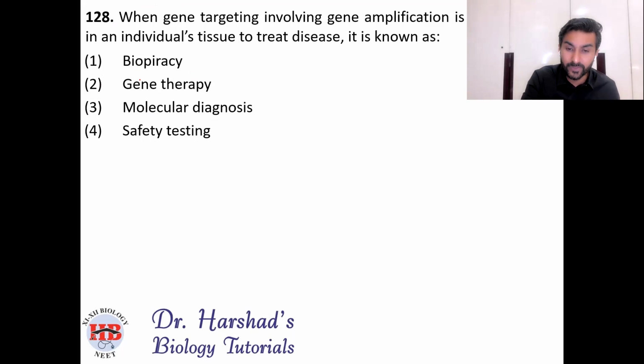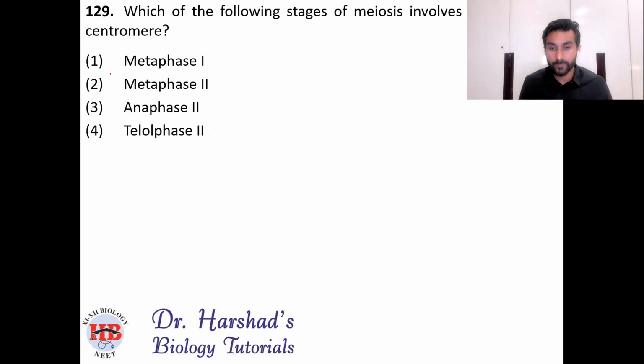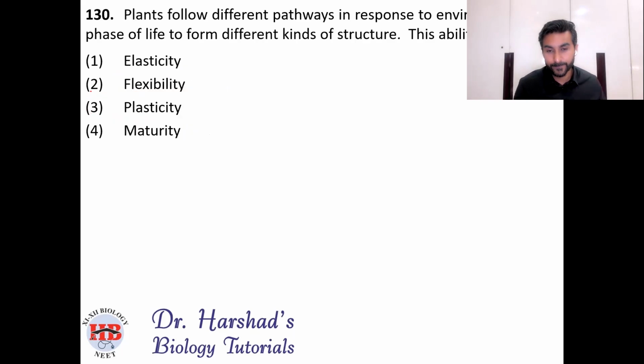If you're using genes to treat diseases, it's called gene therapy. The example given in your textbook was about a disease called adenosine deaminase deficiency, also called severe combined immunodeficiency. So the answer is gene therapy. Which of the following stages of meiosis involves division of the centromere? Mind you, splitting of the centromere always occurs in meiosis 2, and in meiosis 2, it occurs in the anaphase stage. So the answer would be anaphase 2.